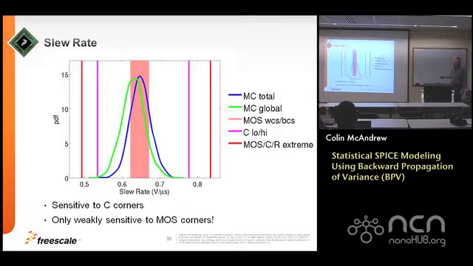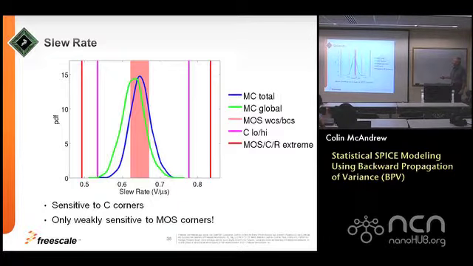This is slew rate for the amplifier, which is an important measure. You can see that actually the capacitances don't do too badly at predicting the variation from the Monte Carlo simulation. But given that it should be I_on over C, what really surprised me was that it's only weakly sensitive to the MOS corners. I would have thought the drive current of the MOSFETs would have been significant for this.